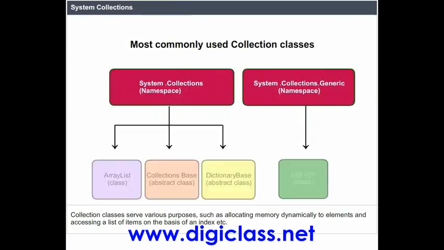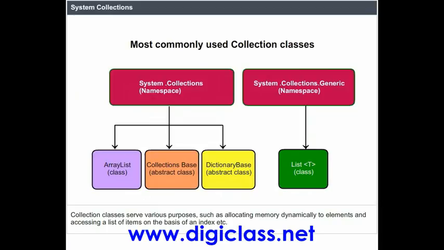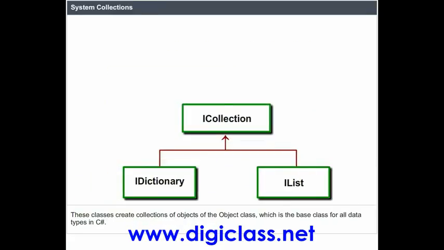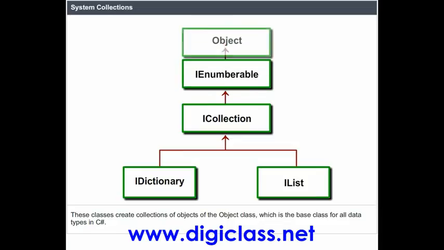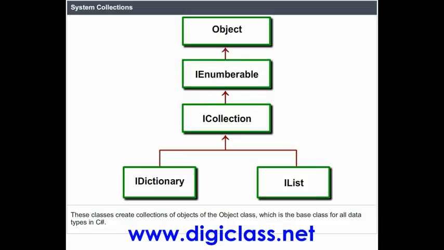System collections. Collection classes serve various purposes, such as allocating memory dynamically to elements and accessing a list of items on the basis of an index, etc. These classes create collections of objects of the object class, which is the base class for all data types in C#.